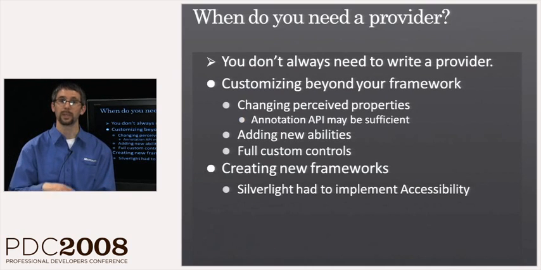But if you've added new abilities to your control, say you've taken a button and made it a split button, or you've built a fully custom control, then you're probably going to need to build a provider to expose those abilities to UI automation. The other case when you may need to do this is if you're building a whole new UI framework. So the Silverlight team at Microsoft needed to build a UIA implementation for Silverlight so that Silverlight applications would be accessible.